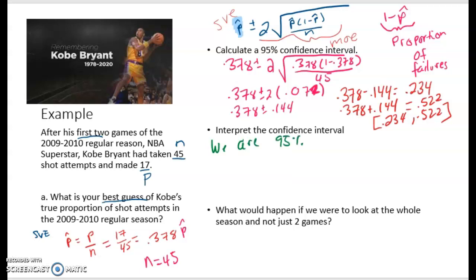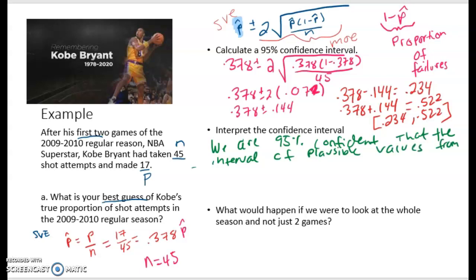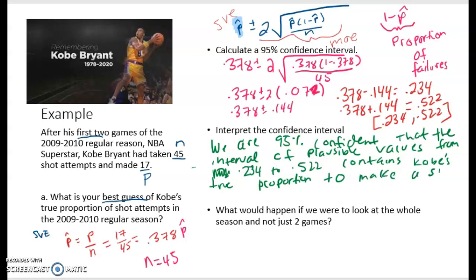So we are 95% confident that the interval of plausible values from 0.234 to 0.522 contains Kobe's true proportion to make a shot in the 2009 to 2010 regular season.